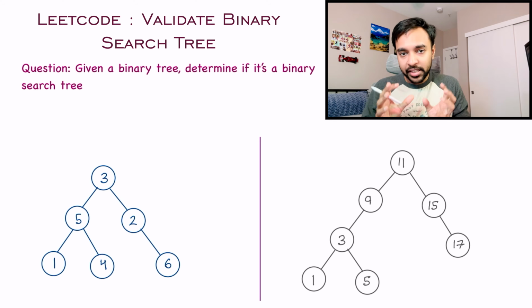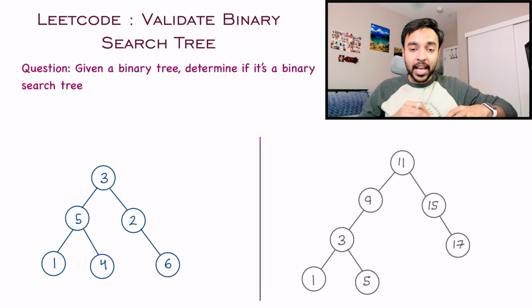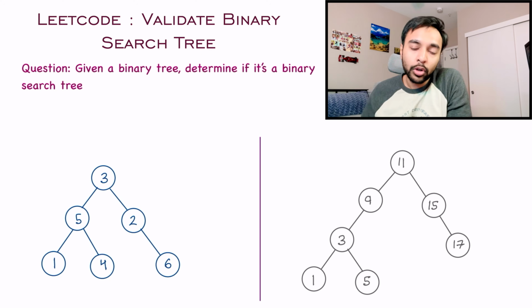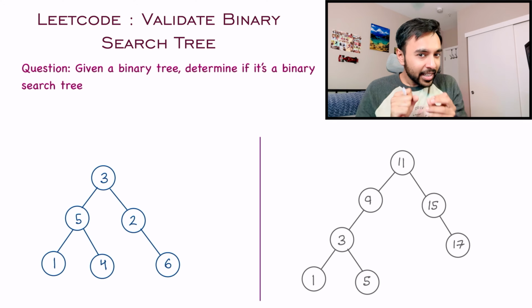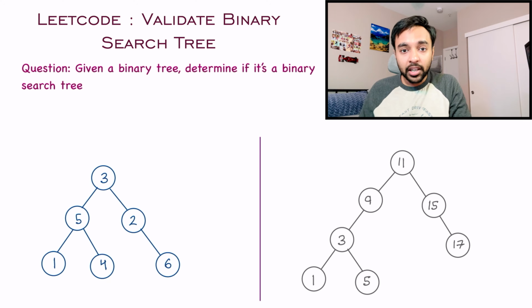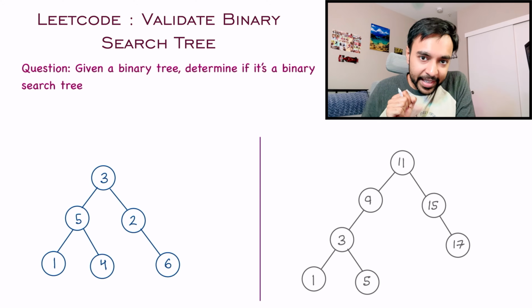But in a binary search tree, all of the nodes in the left subtree will be smaller and all of the nodes in the right subtree will be larger than the root node. Correct? And that condition is true for each and every node in the binary tree, right? So technically, you can say that every binary search tree is a binary tree, but not the other way around. So let us understand this with two example test cases.